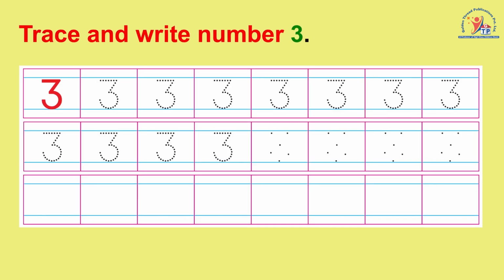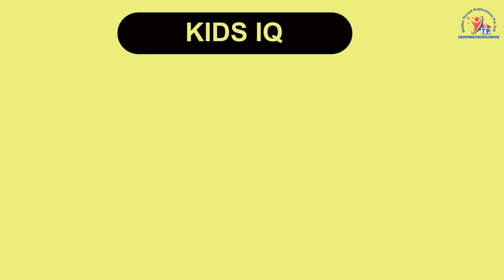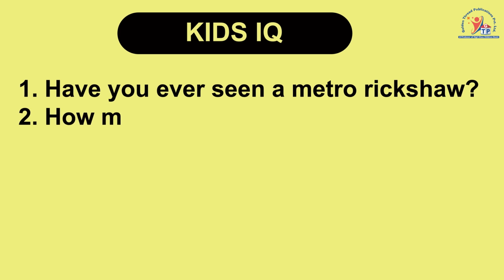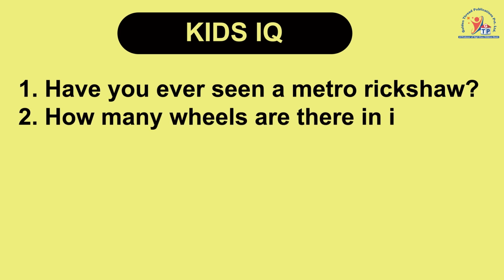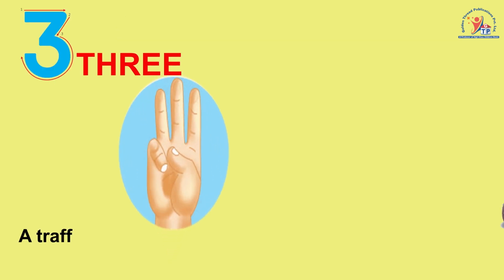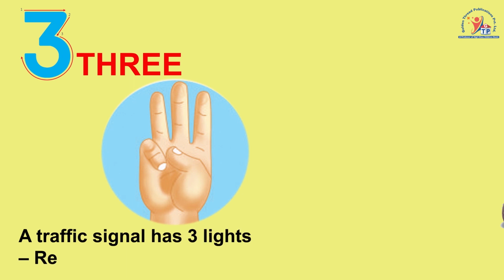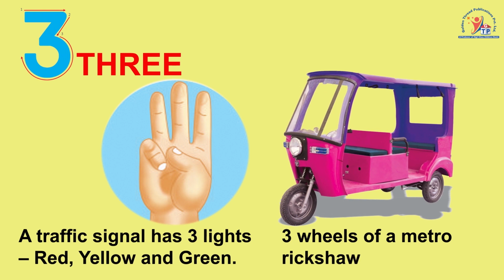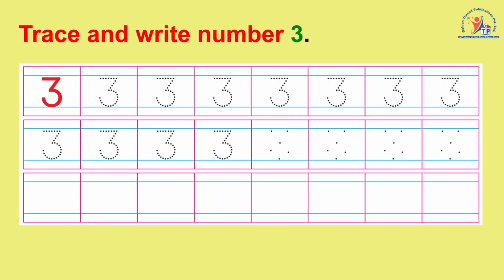Trace and write the number 3. Kids IQ. 1. Have you ever seen a metro rickshaw? 2. How many wheels are there in it? 3. A traffic signal has 3 lights: red, yellow and green. 3 wheels of a metro rickshaw. Trace and write the number 3.